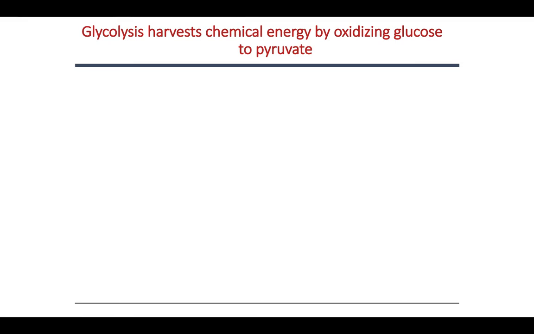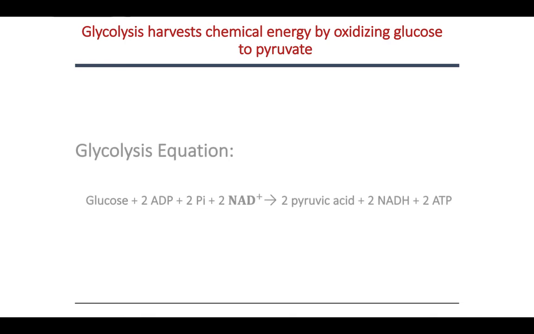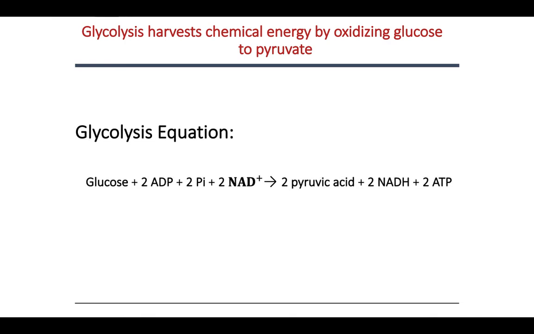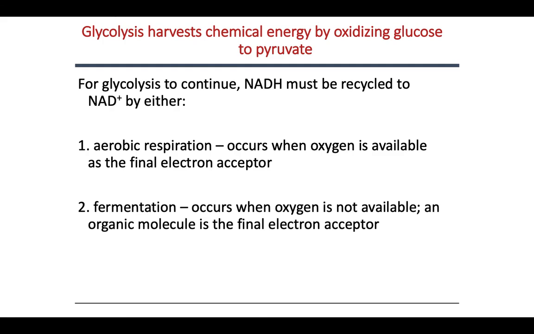Glycolysis harvests chemical energy by oxidizing glucose to pyruvate. This is the general equation of the overall glycolysis process. For glycolysis to continue, NADH must be recycled to NAD+ by either 1. Aerobic respiration, which occurs when oxygen is available as the final electron acceptor, or 2. Fermentation, which occurs when oxygen is not available. An organic molecule is the final electron acceptor.